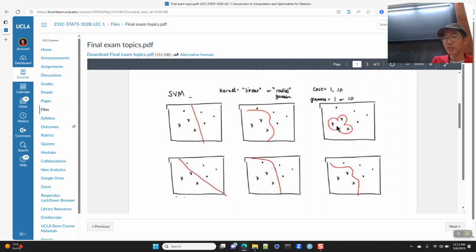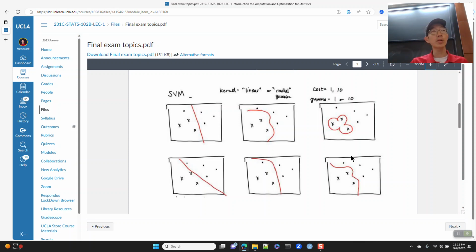When you have very squiggly boundaries, that indicates a high gamma, whereas smoother boundaries indicate a lower gamma. When you have misclassifications, that probably corresponds to a lower cost. And, depending on things, it's a little ambiguous with these pictures. I think on the final exam where you see the diagrams, it should be more clear.